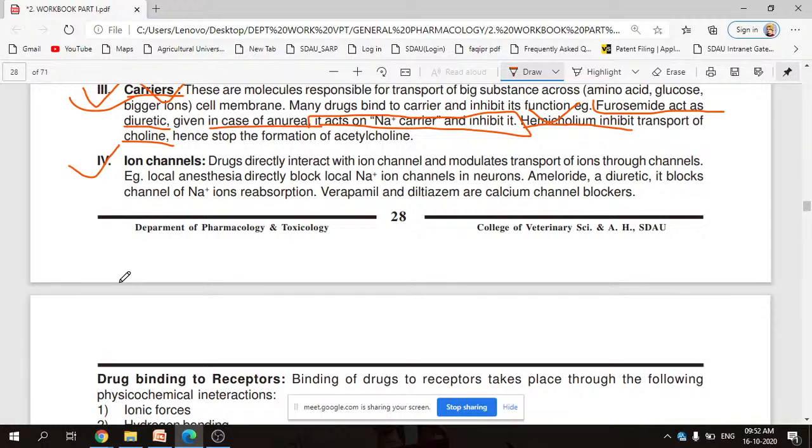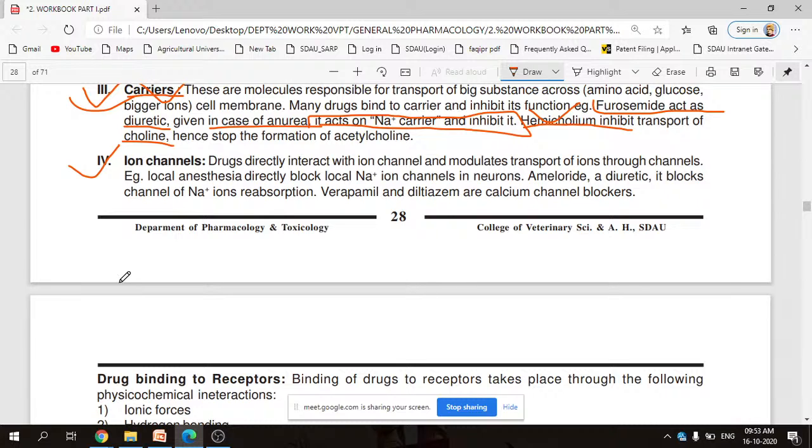Now, what is this ion channel? Drugs directly interact with the ion channels and modulate the transport of the ions through the channel. First, you should know what an ion channel is. The cell membrane, everybody knows this. From this cell membrane, there are many protein channels which cross this cell membrane. That is a special mechanism of transportation between the internal and external environment of the cell.